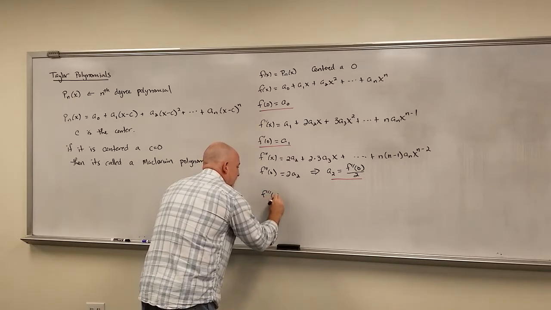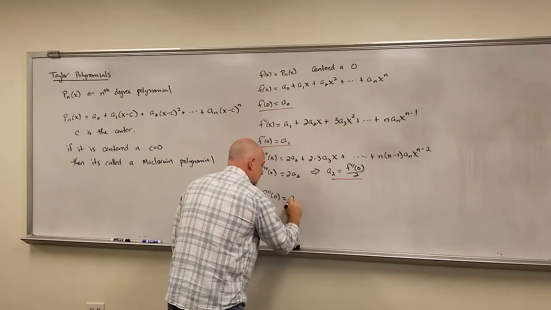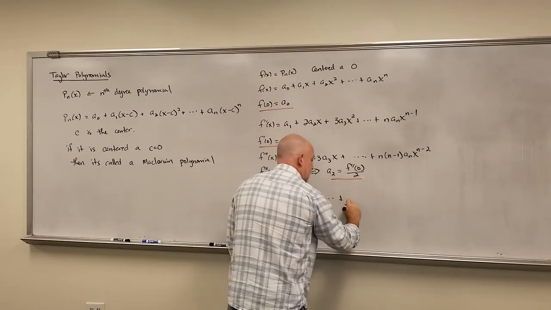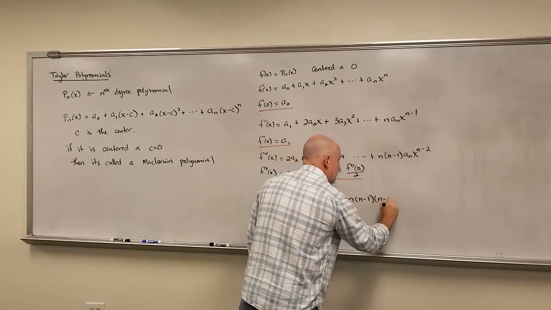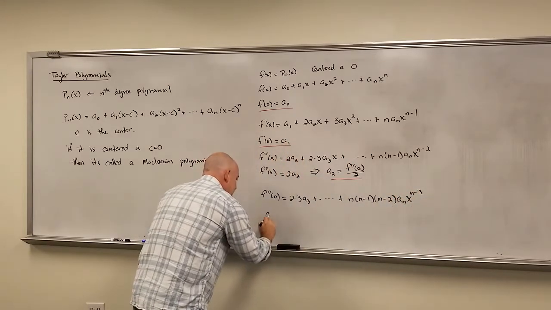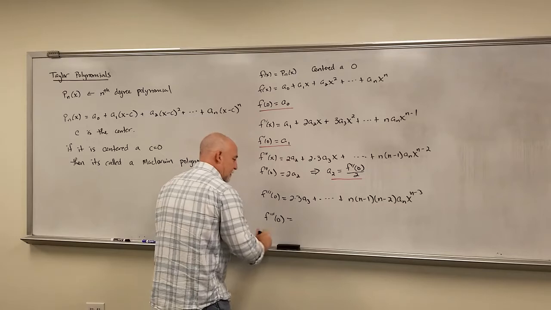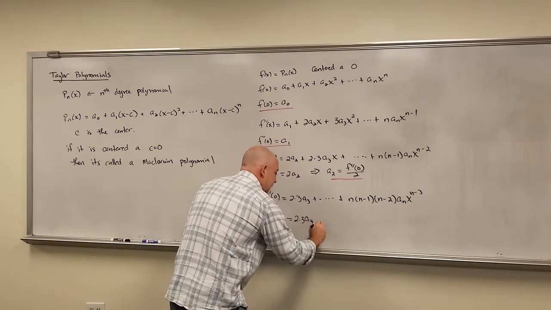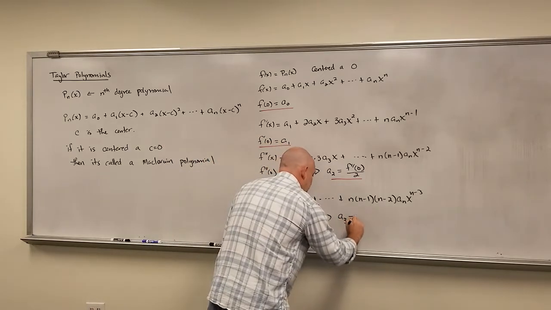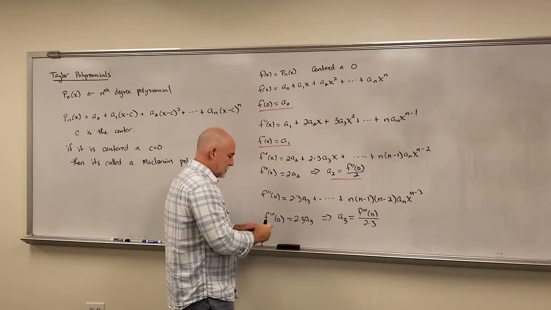So our third derivative, let's see, that goes away when we take the derivative. So this is just going to be 2 times 3a3 plus so on and so forth. And down here, this is going to be n minus 1, n minus 2, a sub n, x to the n minus 3. Now this at 0, same thing happens. Everything after the first term has an x, so it goes away. So this is 2 times 3a3, which implies we can now figure out what a3 is. a3 would be the third derivative at 0 over 2 times 3. So there's our next term.